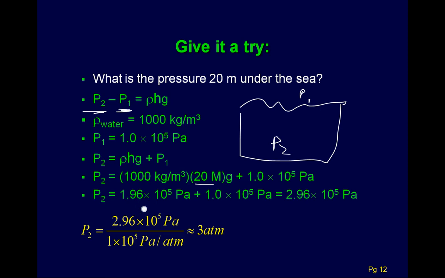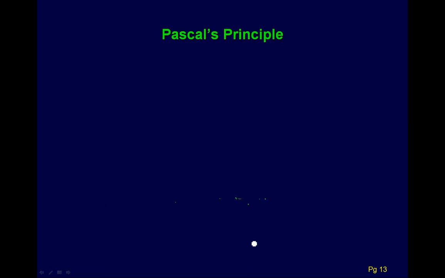Now what you can always do is take your number for pascals and divide by the number in an atmosphere. Actually, 20 meters below the ocean, the pressure you feel from the water is about 3 times the atmospheric pressure, so it's pretty significantly different.